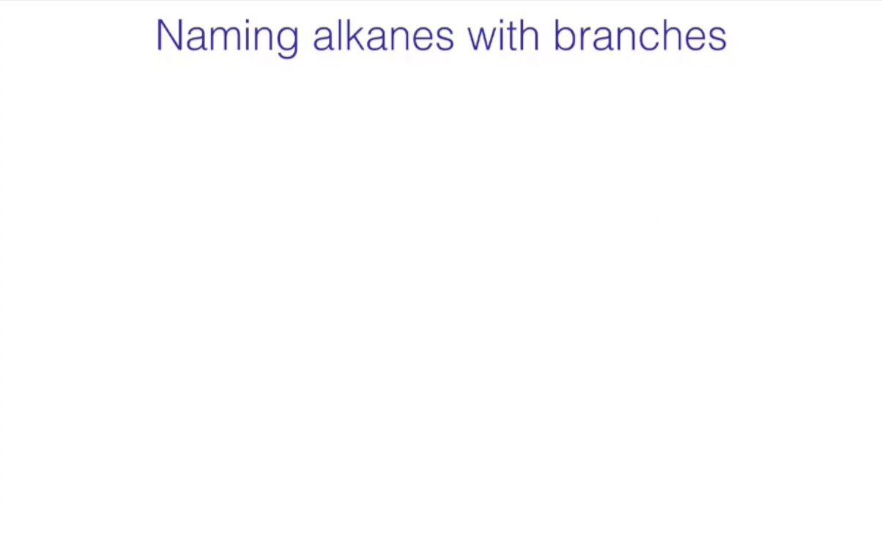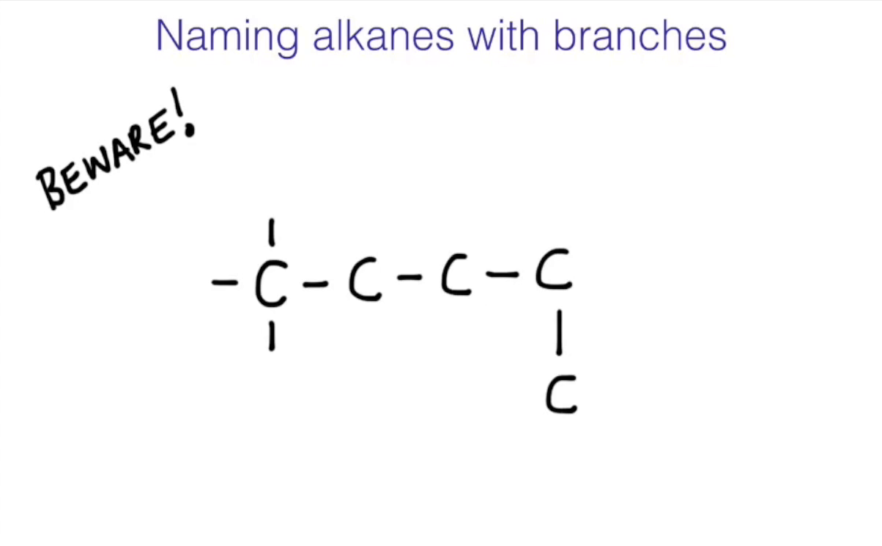Alright, now let's have a look at naming alkanes that have got branches. I'm going to start with a warning. Be careful here. Your examiners will try and trick you by drawing a straight chain and then putting a little kink in it. Remember, these chains are never straight because of the nature of the bonding, and so when they draw it like that, they're simply trying to trick you into thinking that that's a branch.